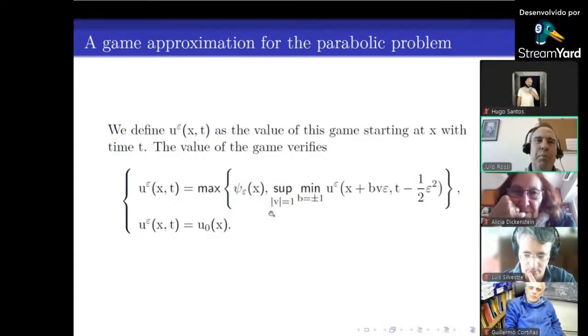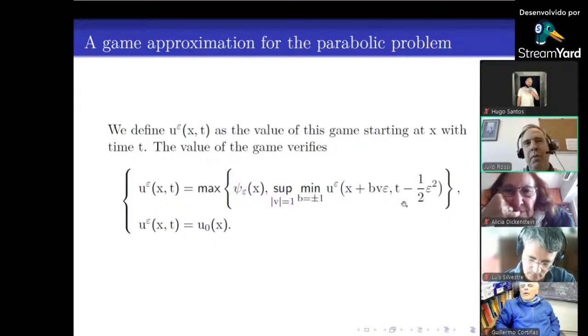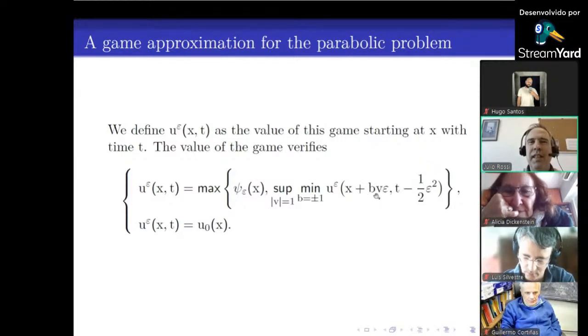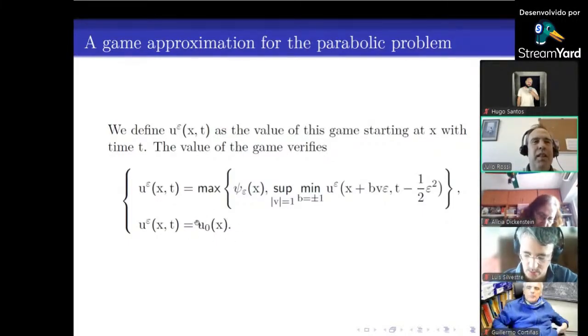So you take the supremum among all possible directions. These are Paul's choices. The minimum among all possible signs, plus or minus 1. These are Carol's choices. And the expected value, provided that you make one play, is that you decrease time by epsilon squared, and you move according to this thing that was the sign chosen by Carol and the vector chosen by Paul. And of course, this equation holds when t is positive. When t is negative or equal to 0, then you get the initial condition.